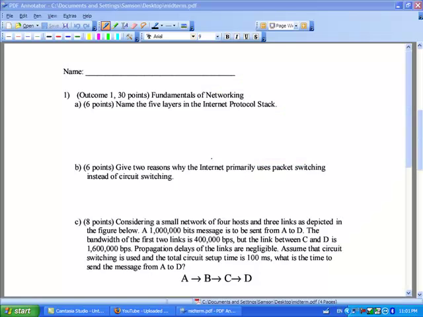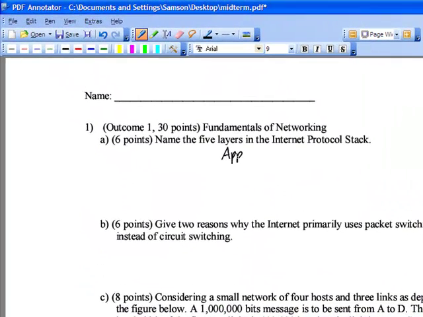1A, name the 5 layers in the Internet Protocol stack. Almost everybody gets this one correctly. The top layer is application, followed by transport, followed by network, and data link, and finally it's physical.